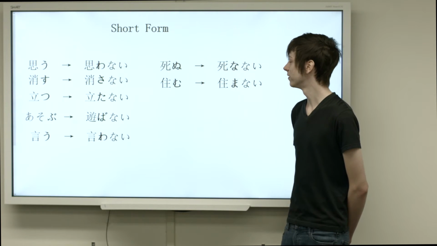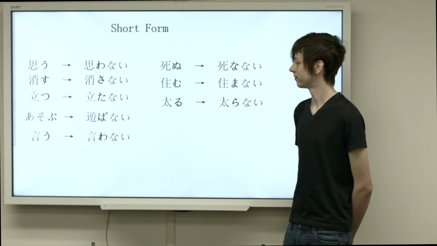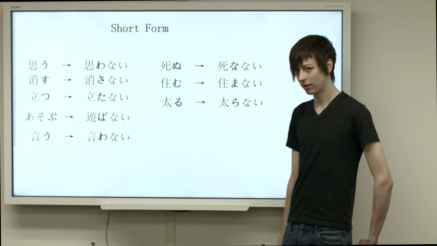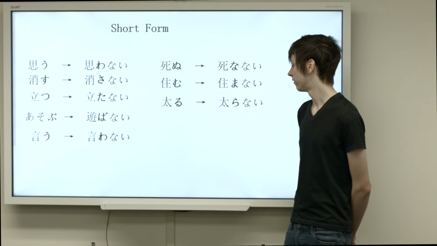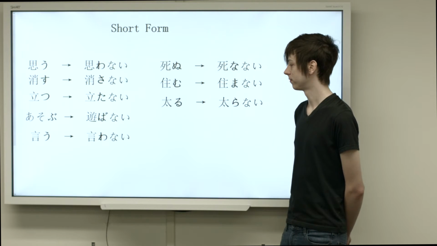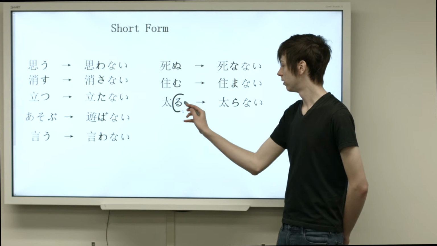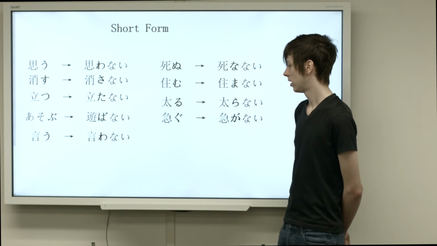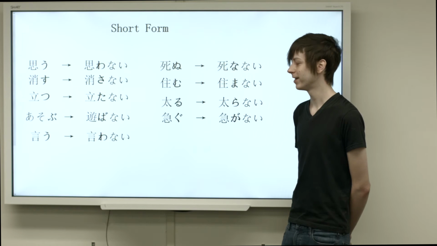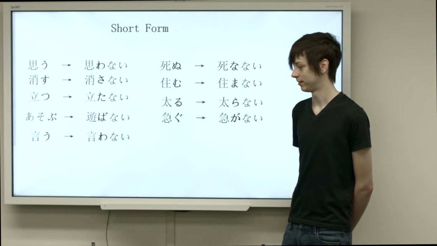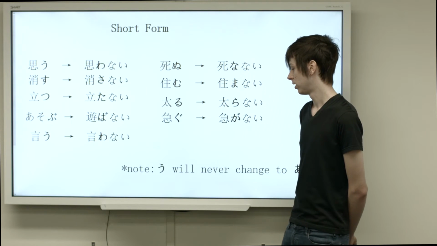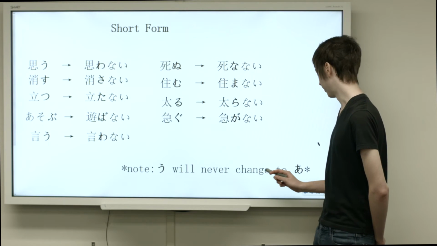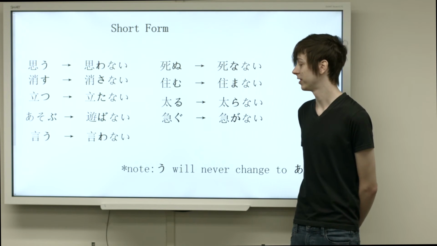Sumu, to live. Sumanai. Futoru, to be overweight. We would just say futoranai. So the ru turns into ra. And then isogu, to hurry. Isoganai. And then, like I mentioned earlier, the u will never change to a, so just be a little careful about that.